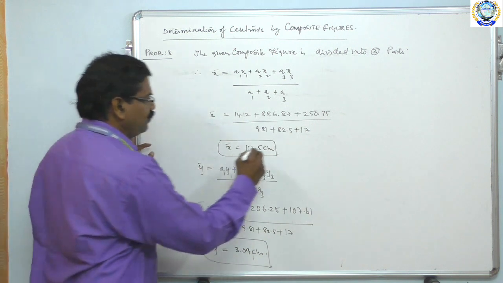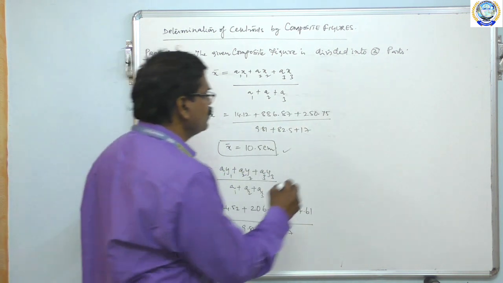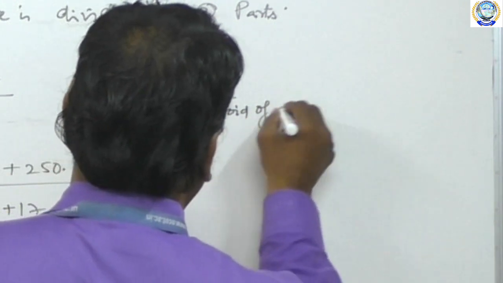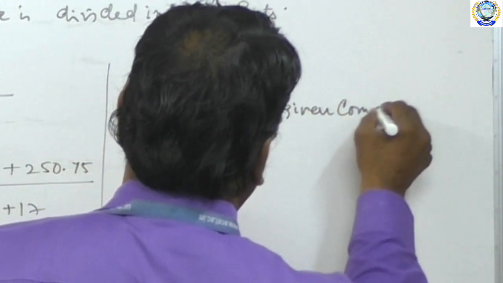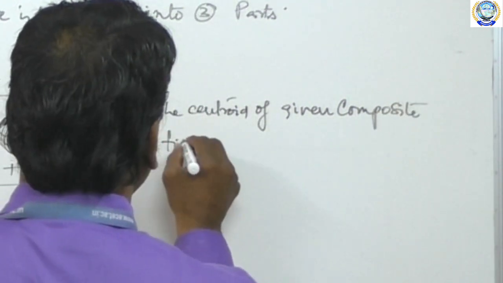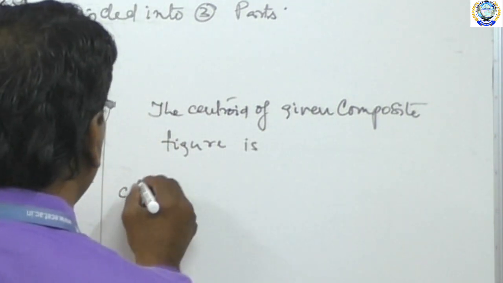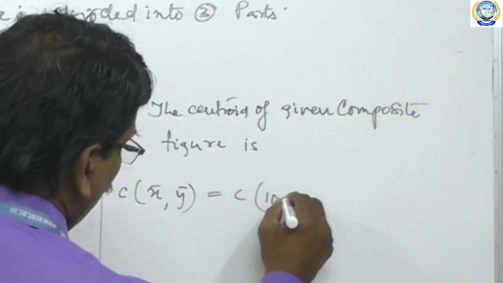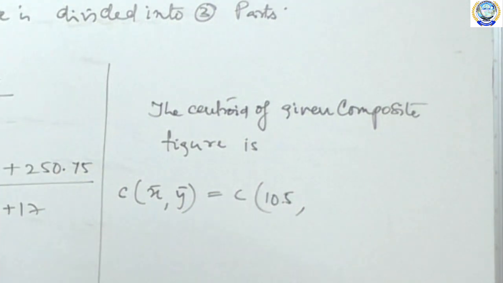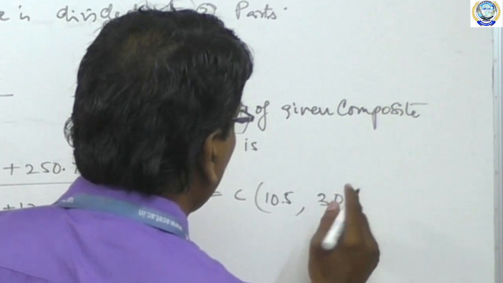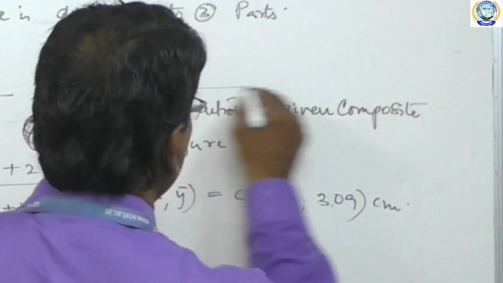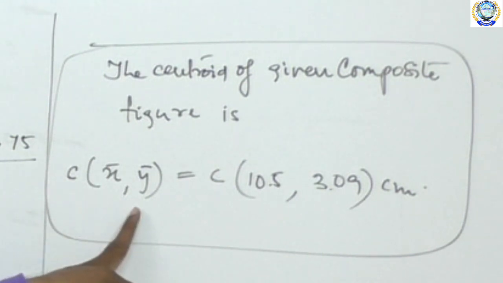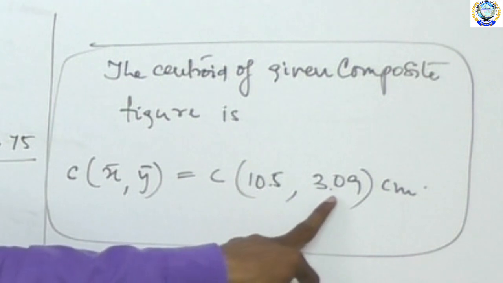So, the centroid of the given composite figure can be written as the conclusion. The centroid of the given composite figure is C of x bar comma y bar, which is equal to C of 10.5 comma 3.09 centimeters. This is the ultimate answer of this problem. So the centroid of the given composite figure is C of x bar comma y bar is equal to C of 10.5 comma 3.09 centimeters.